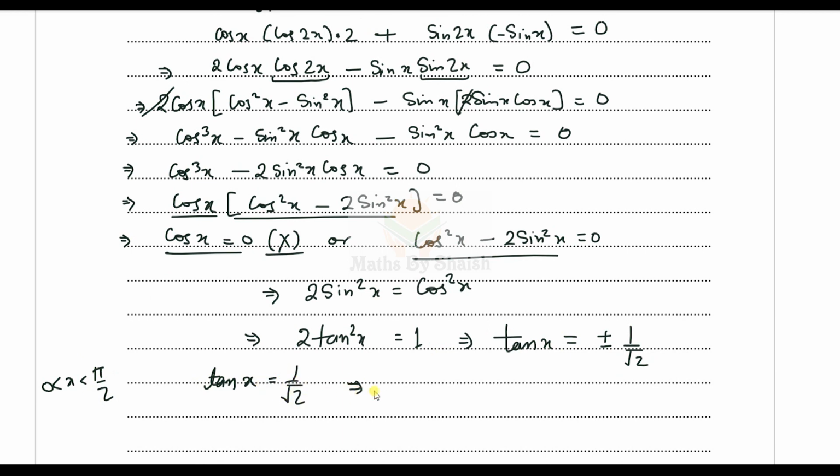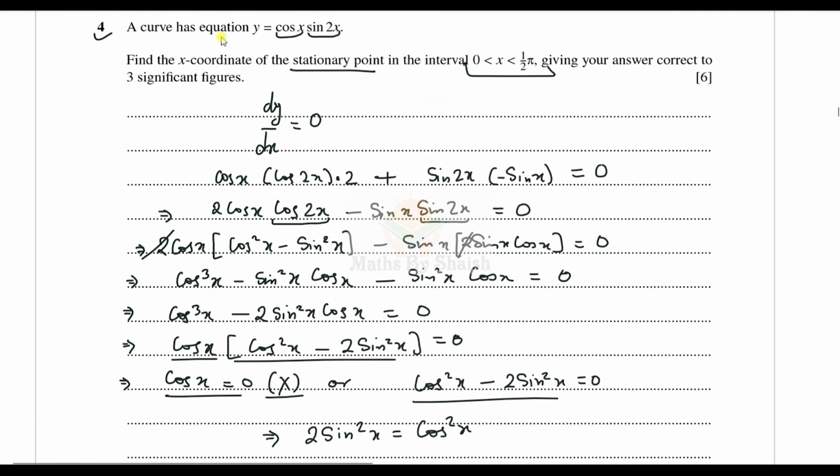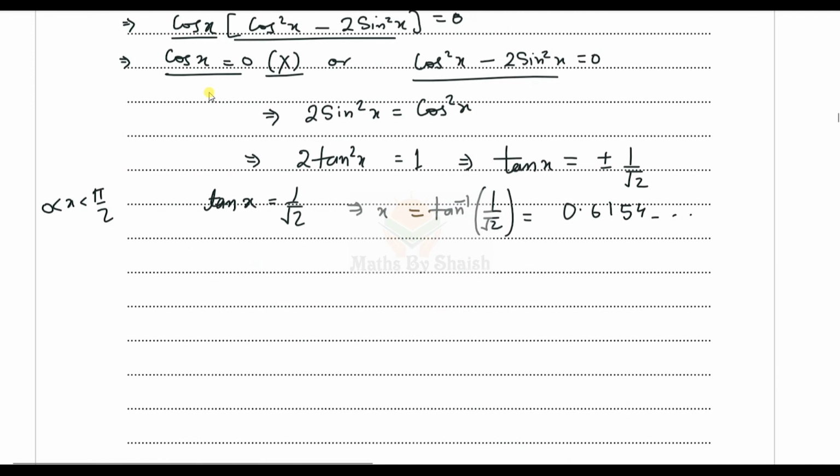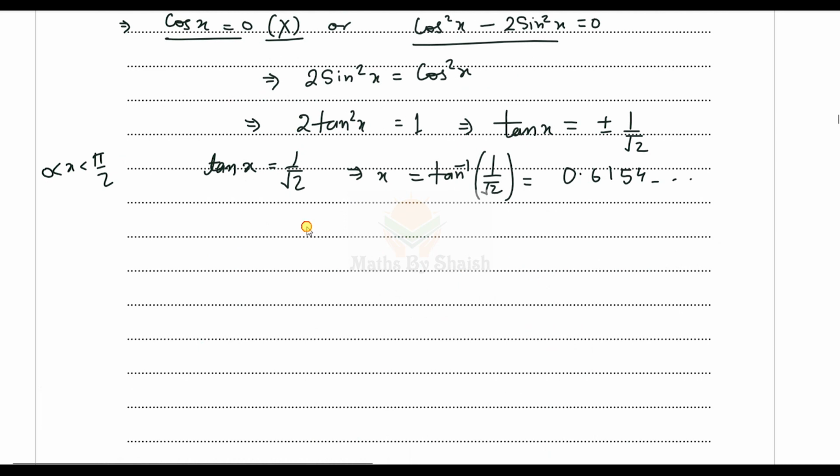Hence x will be tan inverse of 1 over root 2, and we are going to calculate this through the calculator in radians, because the interval is given in radian form. So it is tangent inverse of 1 over root 2, and it is coming 0.61547 and so on. They have written specifically that you require to write the answer to 3 significant figures, and hence x will be 0.615. I hope it is clear.